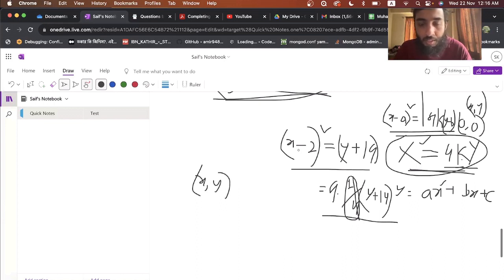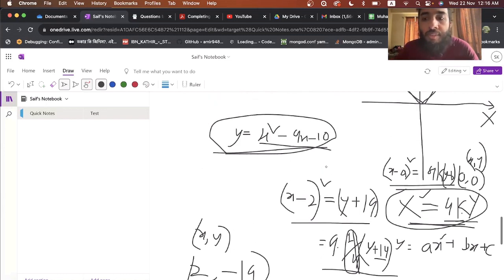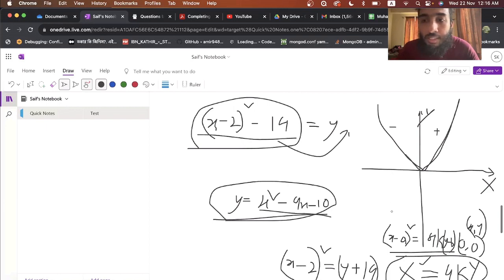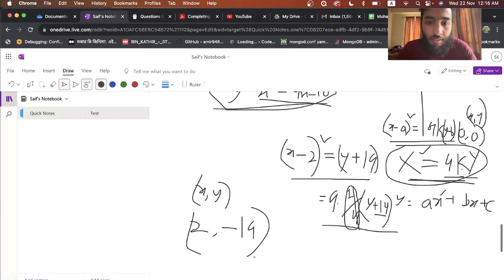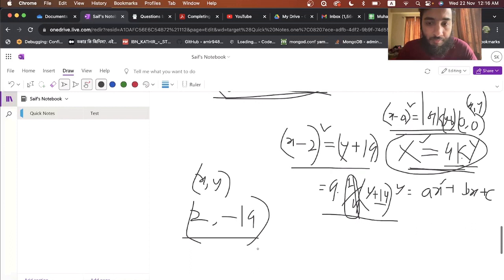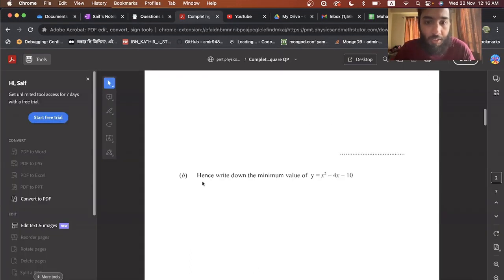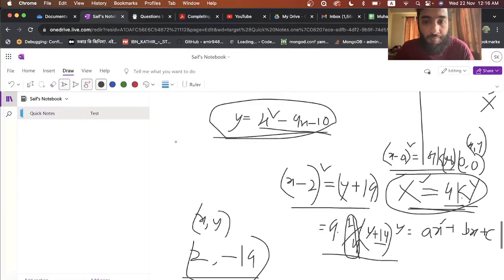It should be, because it's minus 2, it will be represented as 2, and because y is represented as plus 14 here, it will be represented as minus 14. So this is the coordinate that represents the minimum value of the parabolic equation. So this is the answer of this particular question. Hence, write down the minimum value of y equals x square minus 4x minus 10.